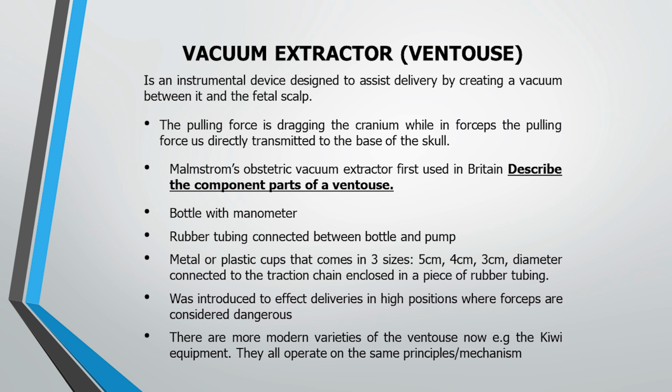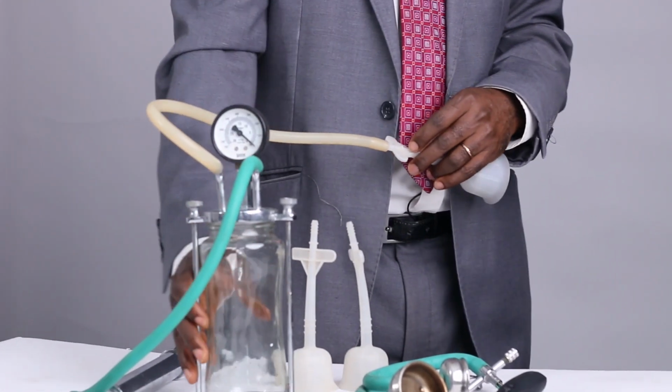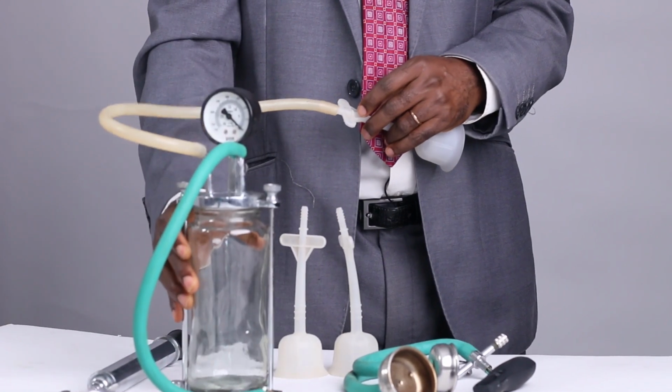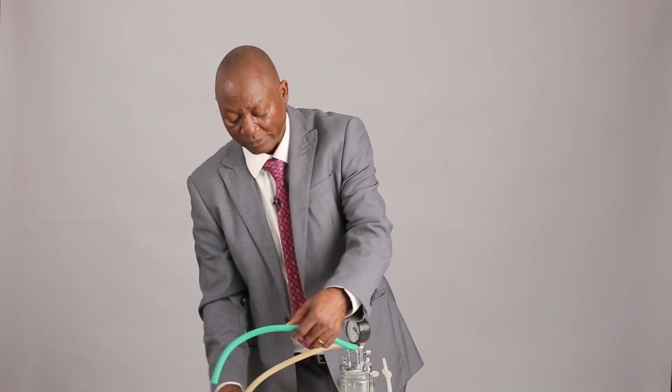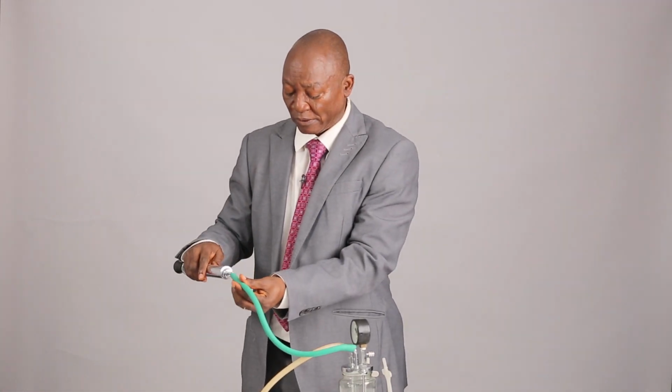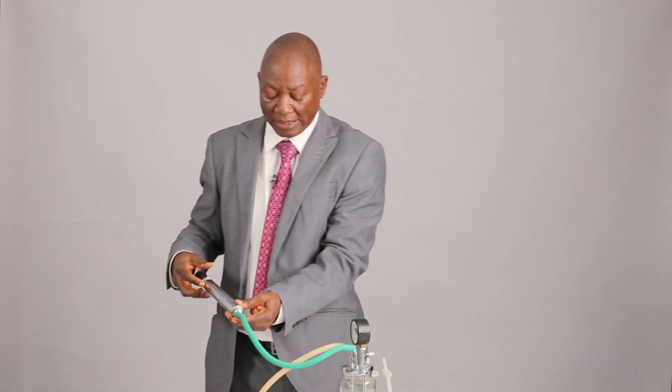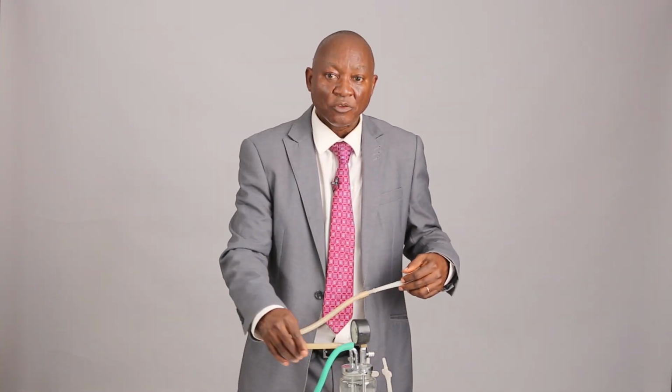What are the components of this ventouse? One, we have the bottle with a manometric meter. The bottle contains water, and the bottle is connected to a pump, a vacuum pump. Then there's another rubber tubing that connects to the cups.